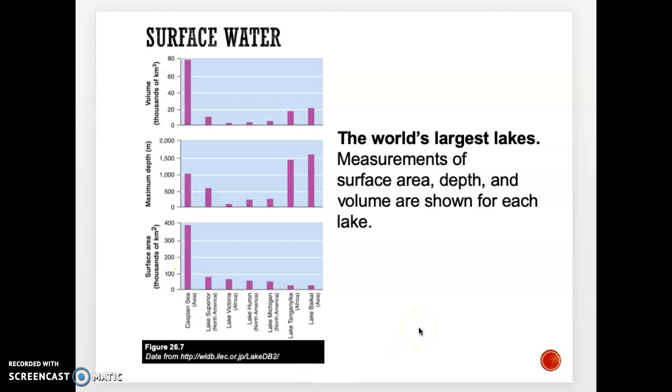This next slide is about the world's largest lakes, just giving you an idea of the Caspian Sea in Asia being the largest in surface area, one of the deeper lakes, and then the amount of water that it holds. So it's a very large freshwater body. And then you can see how Lake Superior, where we think that it's a really big one, is not as big as the Caspian Sea. So it gives you some comparisons of some popular large freshwater lakes across the planet.